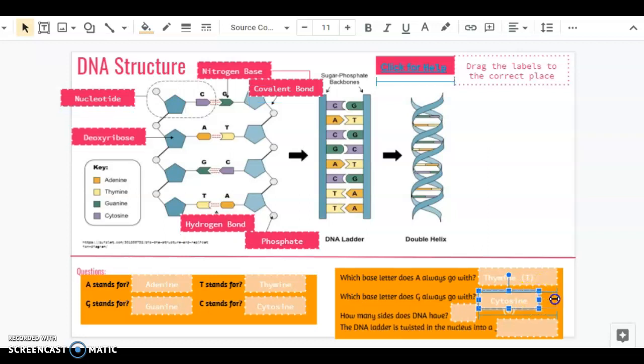Next question, how many sides does DNA have? It has a left side and a right side. So that is 2. And the DNA ladder is twisted in the nucleus into a double helix.